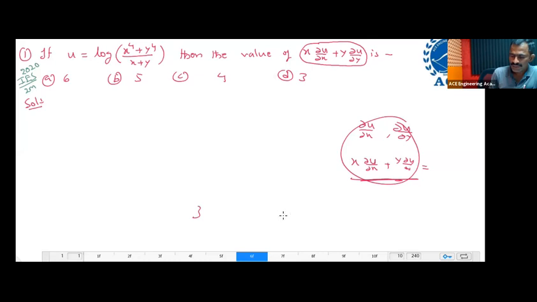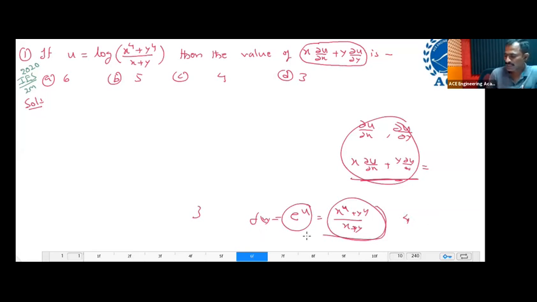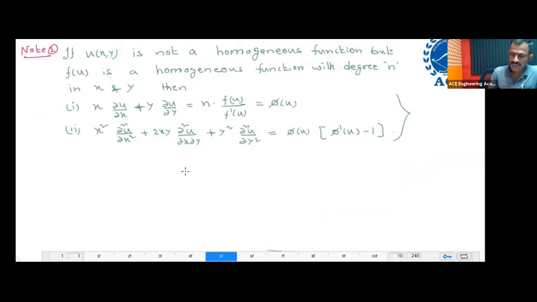When you bring the log to this side, that becomes e power u equal to x power 4 plus y power 4 divided by x plus y. This is a function of u. Directly, u is not a homogeneous function, but the function of u is a homogeneous function through this relation. Degree is 4 minus 1, that is 3. So for this function, we can write the result directly without finding the derivatives. That is according to note point number 2, according to this result.